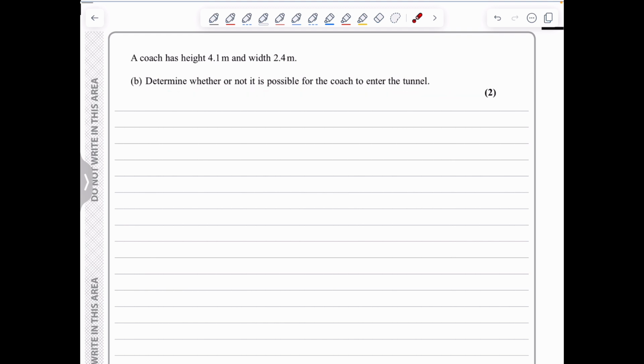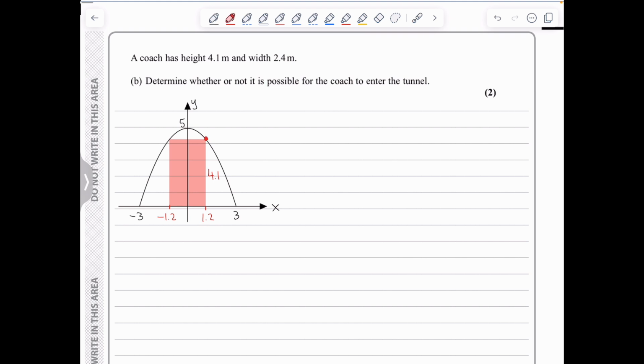Well, if we quickly revisit the graph here, we can imagine the bus being treated as a rectangle. We're going to sit the bus exactly in the middle of the tunnel like this. So if it has a width of 2.4 meters, it means that this point here is 1.2 and this is minus 1.2. Well, the height is given to be 4.1, and I need to determine whether this point here will actually be touching or going above the tunnel itself.